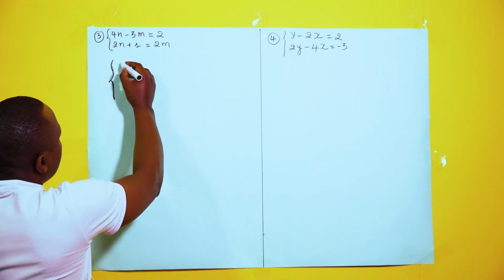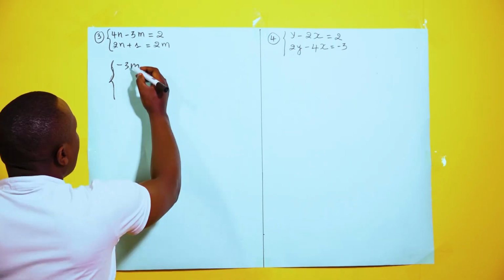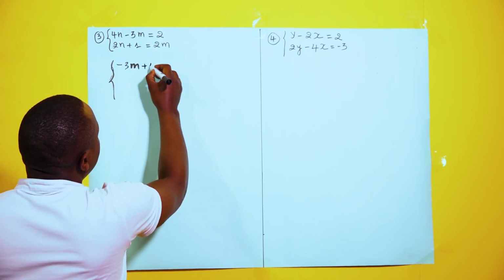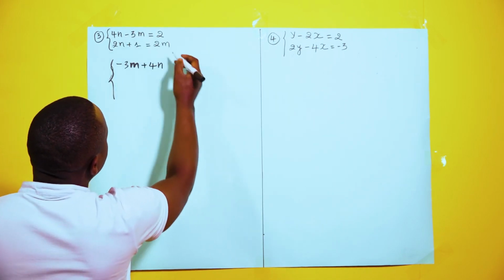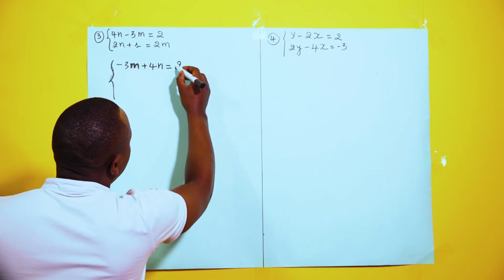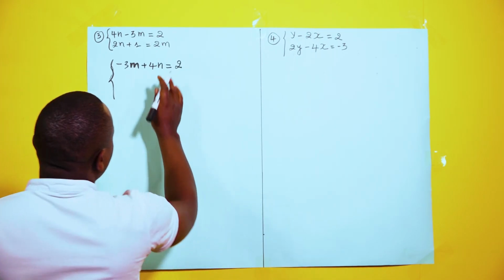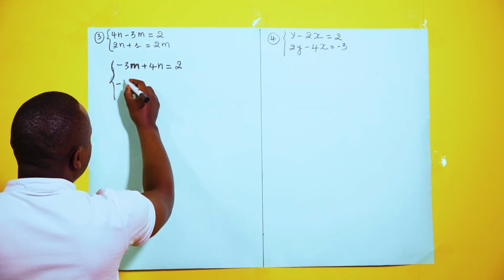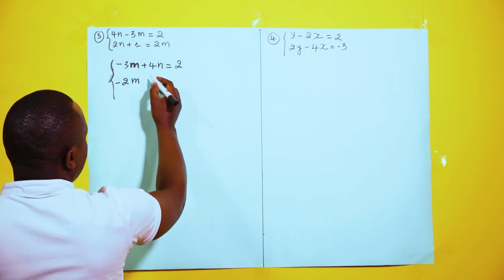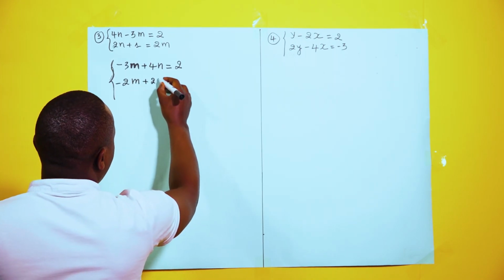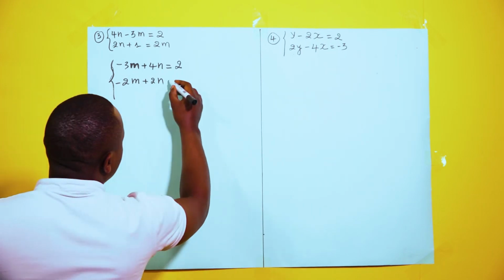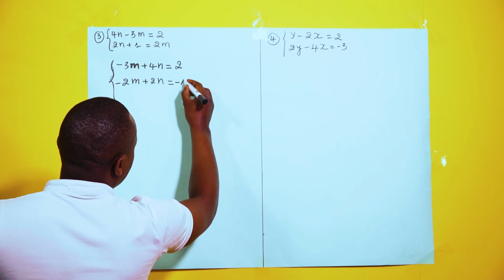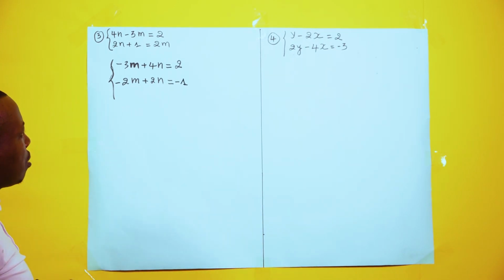It's going to be negative 3m plus 4n. This 4n equals to how much? Equals to this 2. Now, let us take this 2m to the right hand side. It's going to be negative 2m. Now, plus 2n, and this is equal to how much? If we take 1 to the other side, it's going to change sign. This is negative 1. Right?